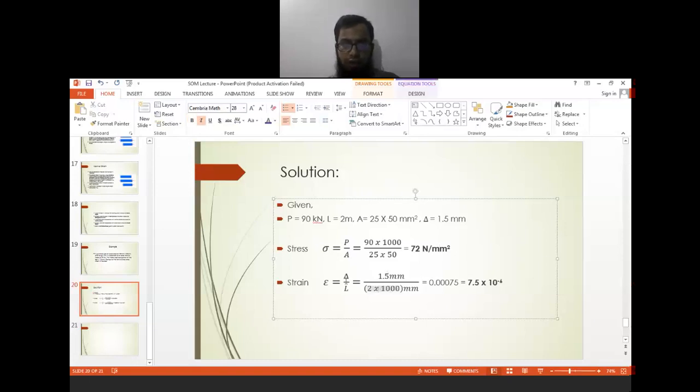Now similarly we'll compute strain. Strain is the change in length upon original length. The change in length is 1.5 mm. The original length was 2 meters, so it is 2000 mm. We have calculated the strain as 7.5 into 10 to the power of minus 4, that is 0.00075. We know that strain has no units. So this is how we can compute the stress and strain if we note the change in length, the elongation, of an object.